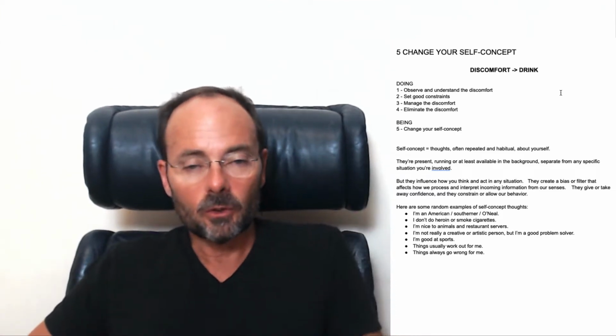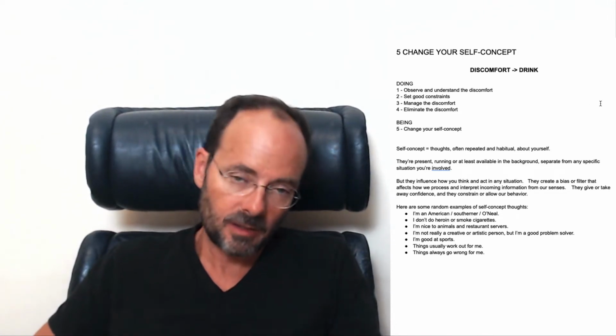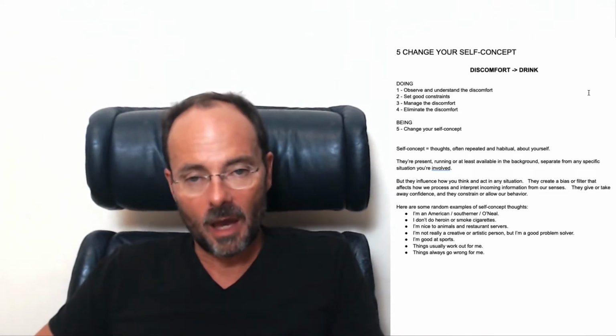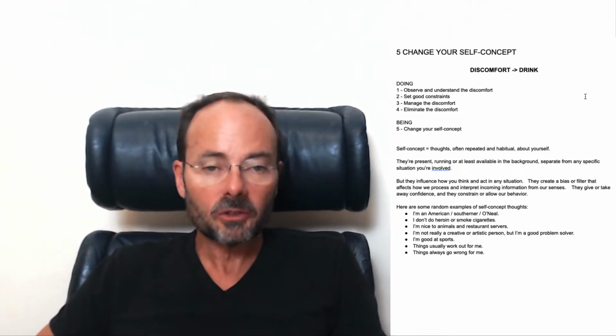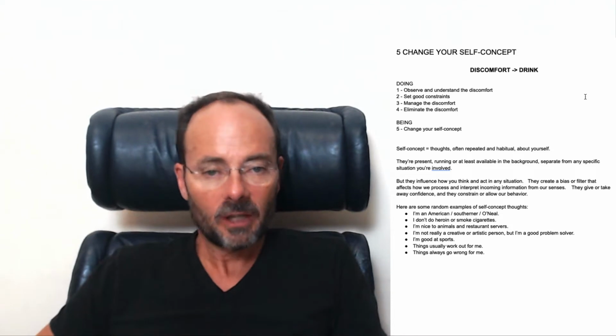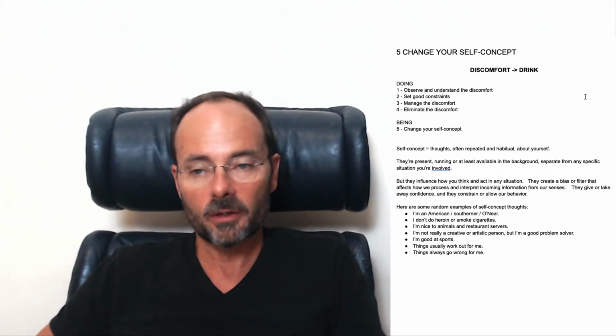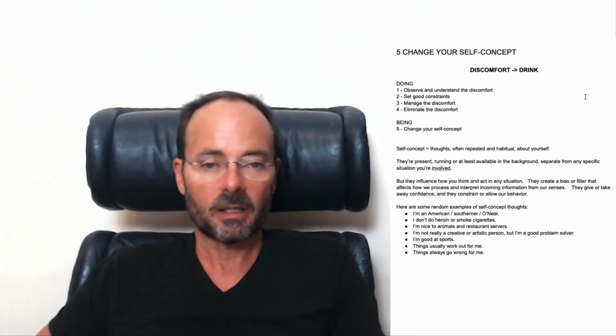So I want to review the 4 steps real quickly. The first was observe and understand the discomfort. And in that lesson I talked about how you can pay attention to yourself, what to look out for, and when to focus your attention so that you start to understand what's going on in your life and in your drinking. What are your triggers? What are the feelings that you experience? What's going on the left side of that equation that's driving the action of drinking?